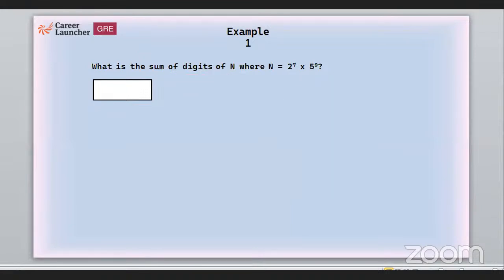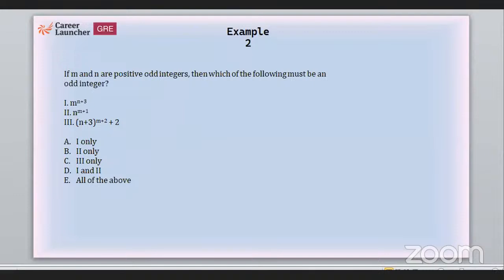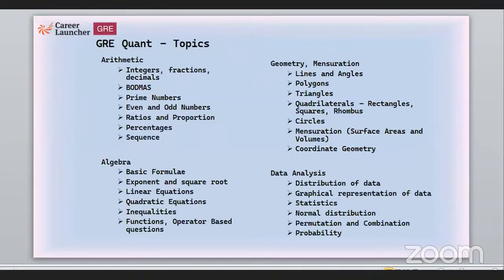Sir, please repeat the syllabus again as I have joined late. First, in the syllabus part, you see, we majorly cover all this. So we'll be covering this in 4 broader parameters: arithmetic, algebra, data analysis, and geometry. And these are the subtopics. The conceptual part will be covered. Okay. Any other questions, anyone?